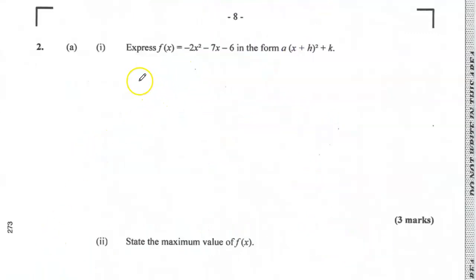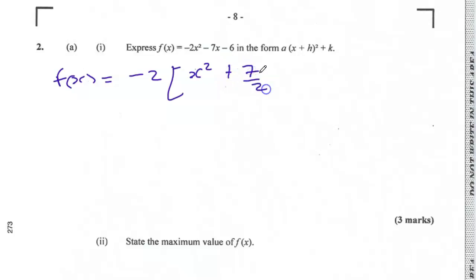Question 2. Express the quadratic there in the completed square form. So we factor out the a, we factor out minus 2, so f of x. Let's factor out the minus 2. We end up with x squared, then divide this by minus 2, that would be positive 7 over 2 x. Divided by minus 2, this would be positive 3, right? Positive 3.